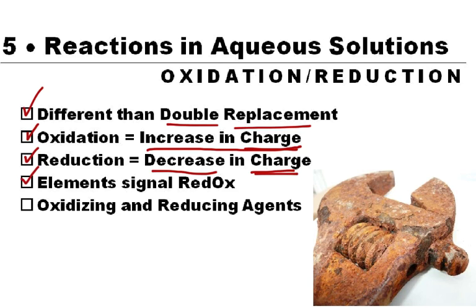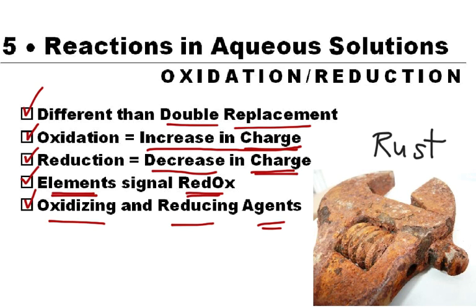We're going to make a little note that when you see an element in a reaction, then you know that it's oxidation reduction. And finally, we want to make a definition here about oxidizing and reducing agents. So we have a little picture here of something that's rusty, and rust is iron oxide, and so that is definitely an oxidation reduction reaction.